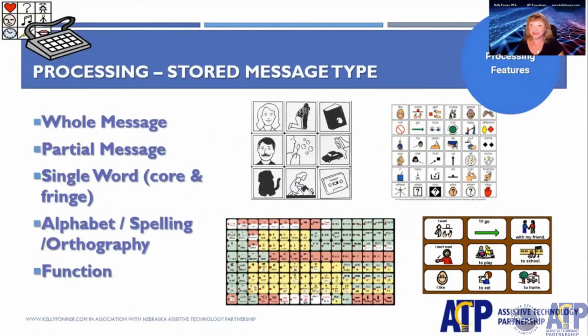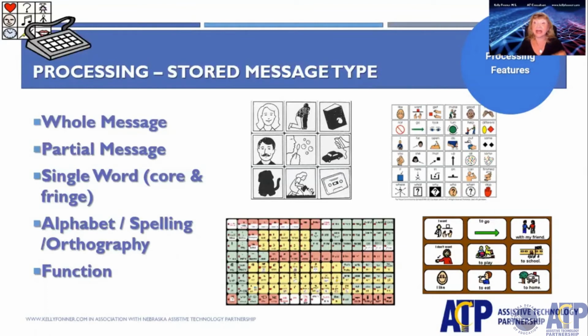How those messages are stored is also a part of the processing features. Are messages stored and retrieved by whole sentences? Maybe parts of a message, I like, I see, I want, paired with other things. Complete whole words, so I'm putting together messages. I may have spelling, and then also things like function keys for volume, clearing, and those other types of operational controls. There isn't one structure that wins above the other.